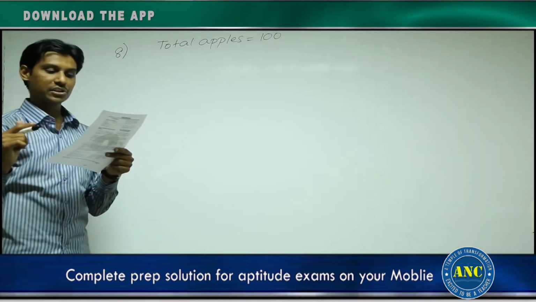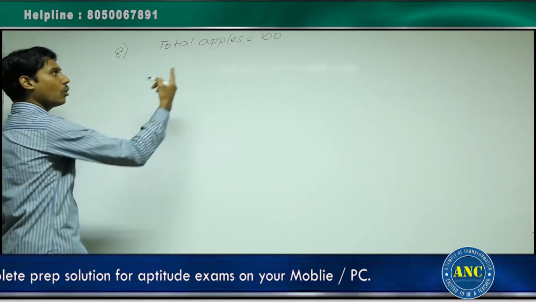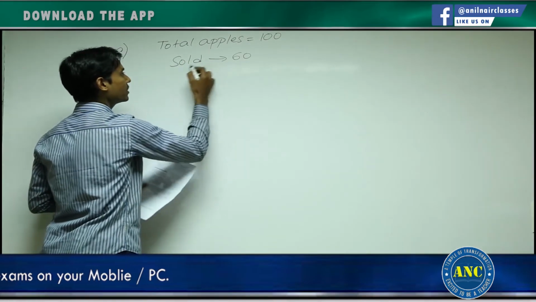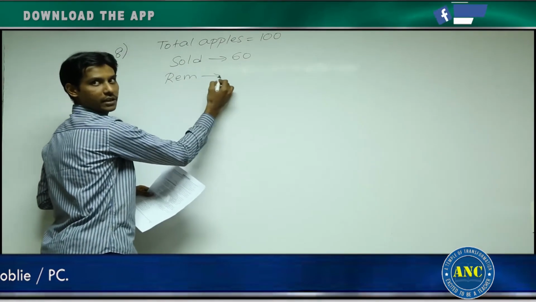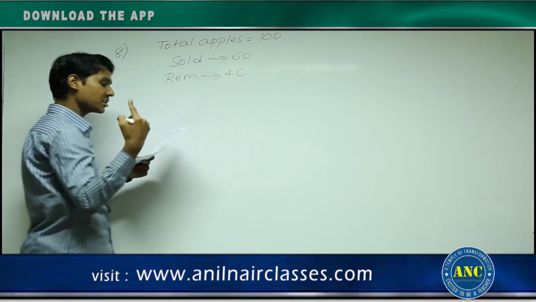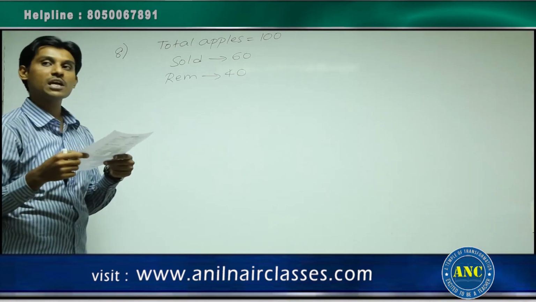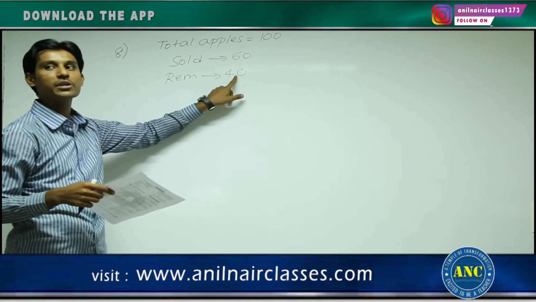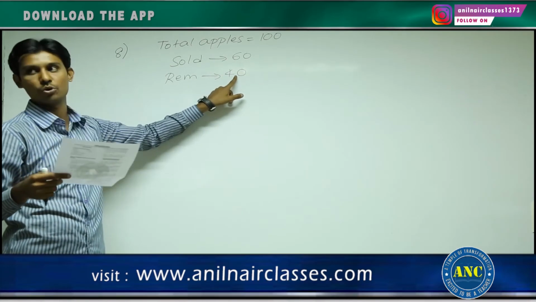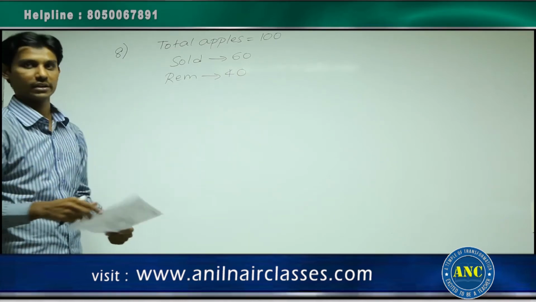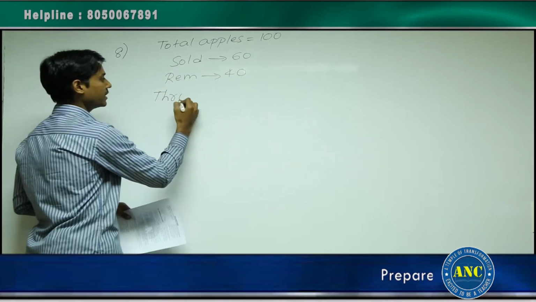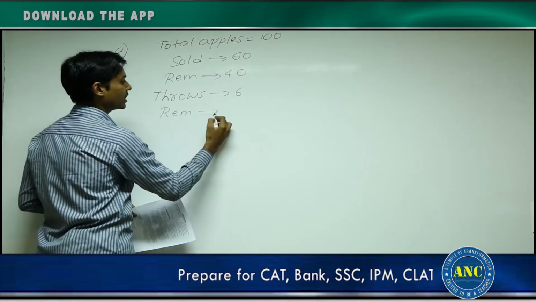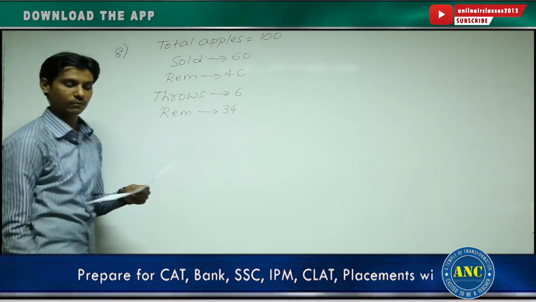A vendor sells 60% of apples he had. Out of 100, he sold 60. How much is remaining right now? Remaining is 40, right? What is the next statement? And throws away 15% of remaining. 15% of 40. 10% of 40 is 4. 5% of 40 is 2. Totally 6 is thrown, right? He throws away 6 apples. That means now remaining apples are 34 apples.